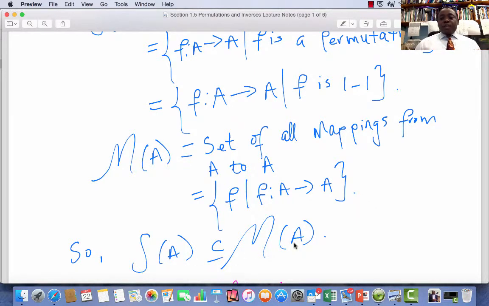As we move on, I will say a lot about elements of MA and at times elements of SA. I expect you to know what it means for a function to be in MA and what it means for a function or a mapping to be in SA.